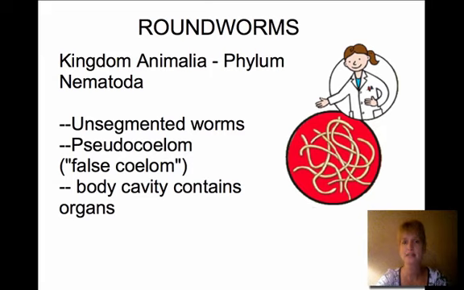Then we move to the next phylum, and these are the roundworms, which are unsegmented worms, so they would be smooth. They have a pseudocoelom, and pseudocoelom means a false cavity. A coelom is basically a cavity within the body that contains the organs. A lot of advanced animals have an actual coelom, whereas roundworms have this body cavity, but it's a little bit false. It doesn't really contain organs like we would see in a true coelom.